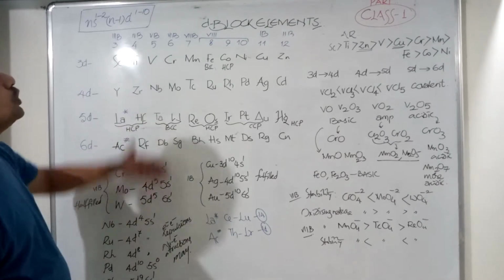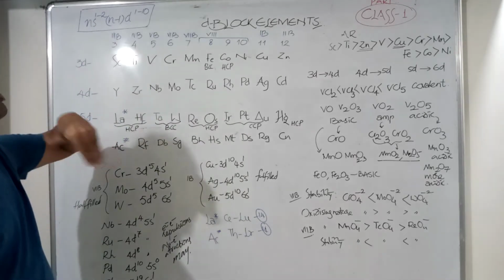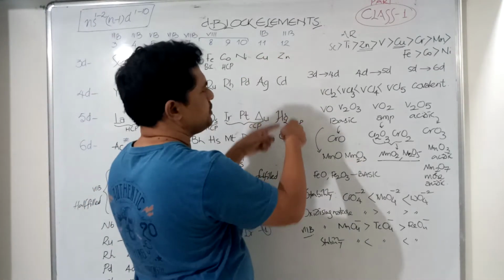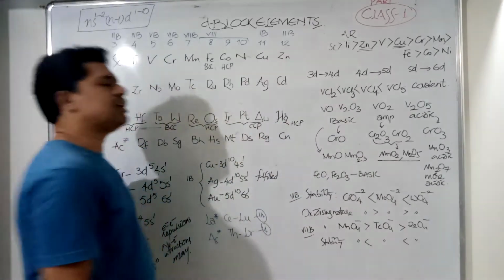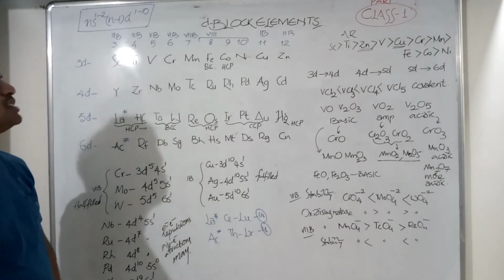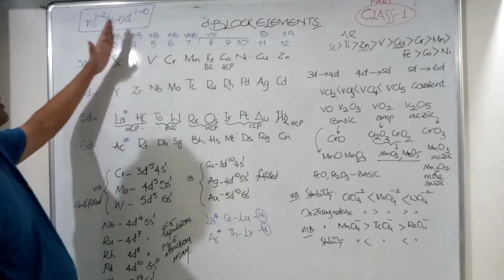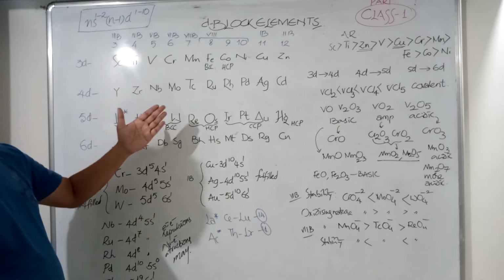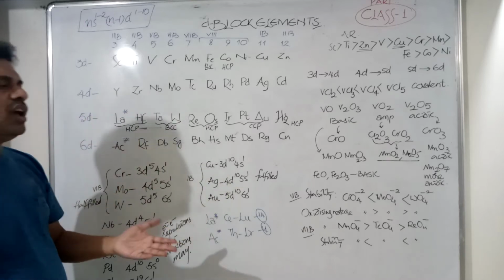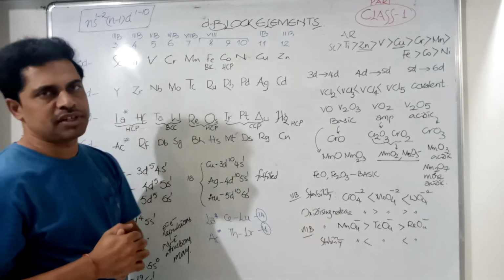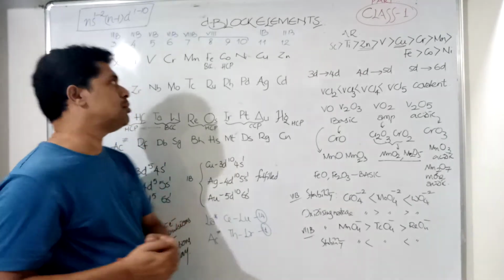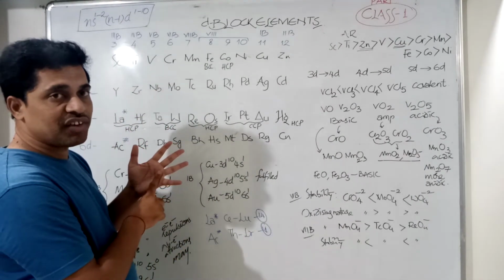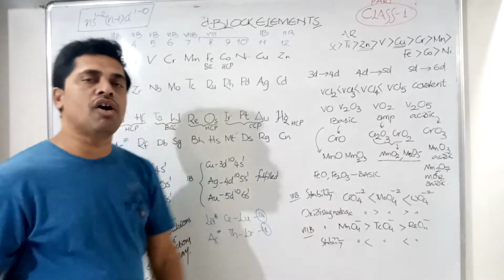D block elements, you can call them transition elements also, except zinc, cadmium, mercury, and this group. The remaining all you can call transition elements. The definition is that the outermost two shells are incomplete, in their ground state electronic configuration or in their most stable oxidation states.